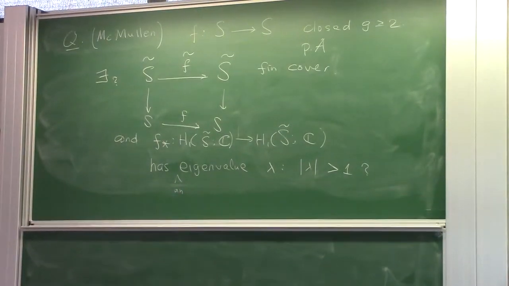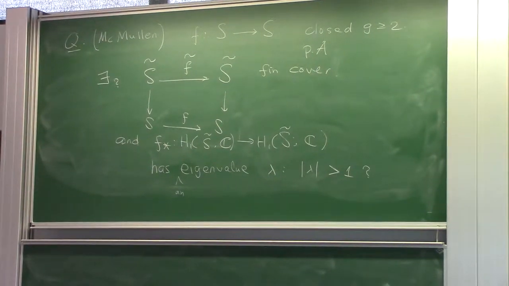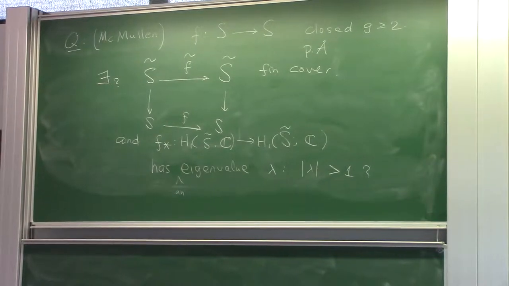There are a number of examples to convince yourself that this is a question that makes sense. For example, there are many pseudo-Anosovs in the Torelli group, so they do not act non-trivially just on the homology of the surface S itself. So you have to pass to some finite cover in order to see some non-trivial eigenvalue. By non-trivial, I always mean outside the unit circle in this talk. And also, if you have a surface automorphism that is just a Dehn twist along disjoint curves, then whatever finite cover you pass to, you will always have these eigenvalues on the unit circle.